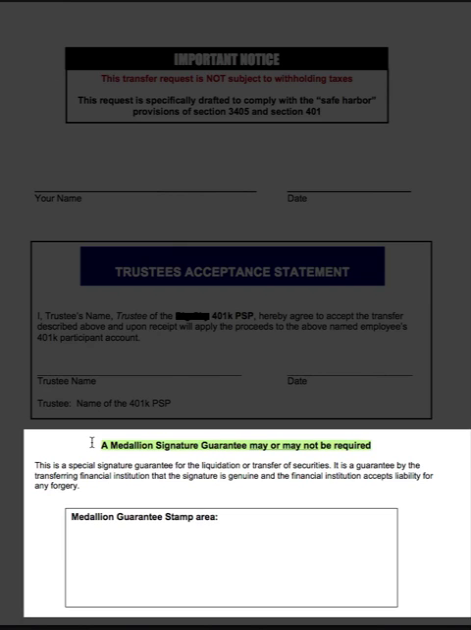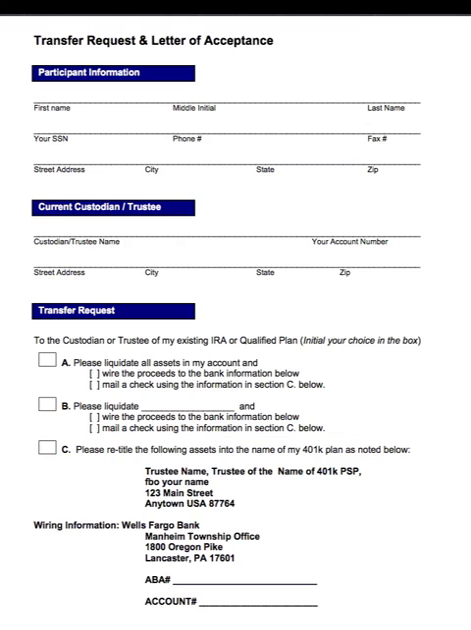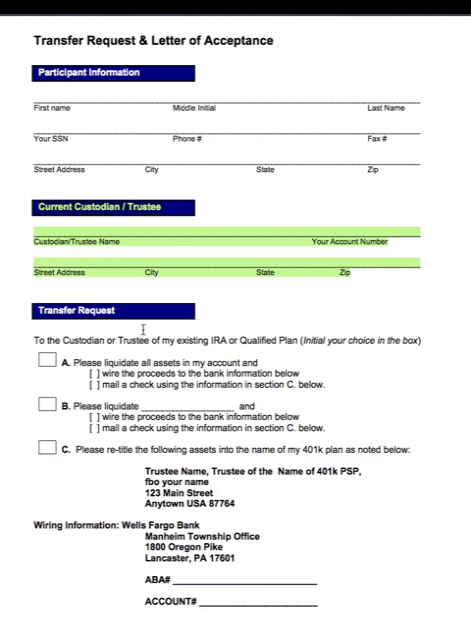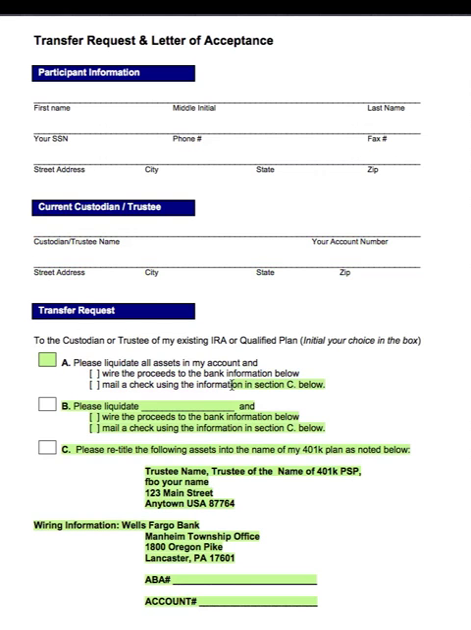Okay, so once again, fairly simple form. You're just going to fill out your information over here, your current custodian's information here. You're going to say what you want to have transferred and where you want it transferred and how you want it transferred. And then you're just going to sign and date the form.